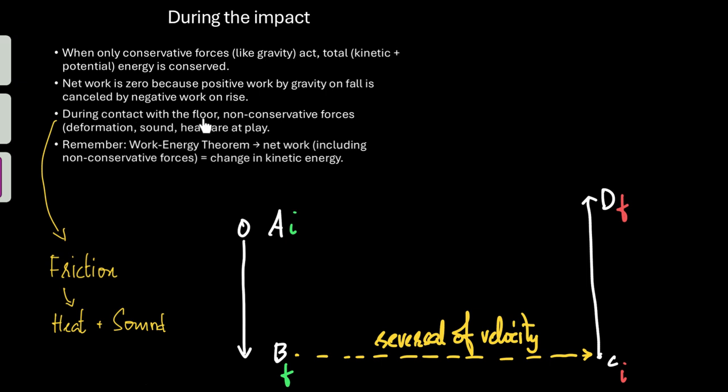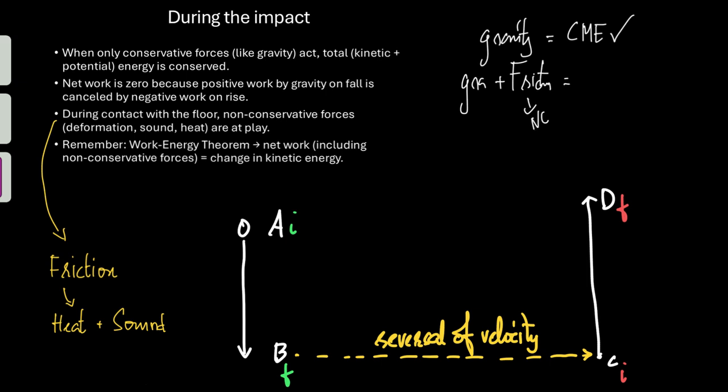During contact with the floor, due to forces like friction, which is a non-conservative force, what does that imply? If the body is acted on only by gravity, you can apply the conservation of mechanical energy theorem. It holds true. But if it is acted upon by gravity and the force of friction, friction being a non-conservative force, conservation of mechanical energy cannot be applied.